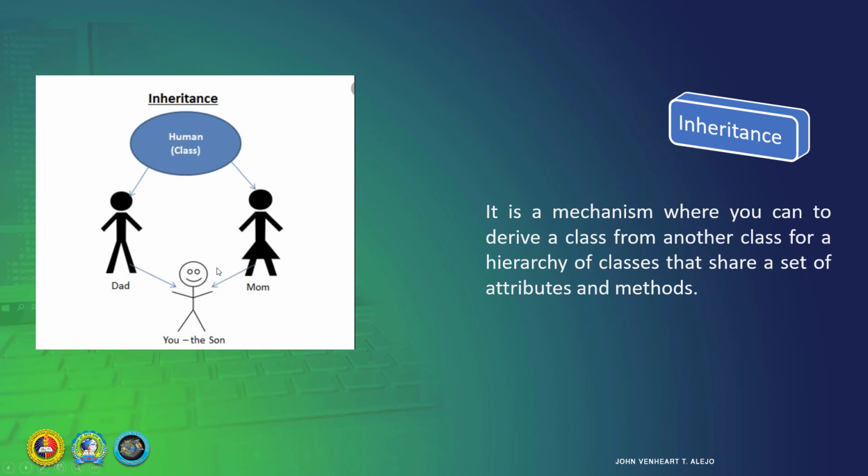Mao na ang inheritance, inherit na ko nimo. For example, your father has straight hair, di ba? And your mother also has straight hair. So ikaw, ma-inherit nimo ang straight hair, di ba? So makita gid nimo ang behavior ni papa nimo na maayo. So you inherit the behavior of your father. And you also inherit the good behavior of your mama, di ba?